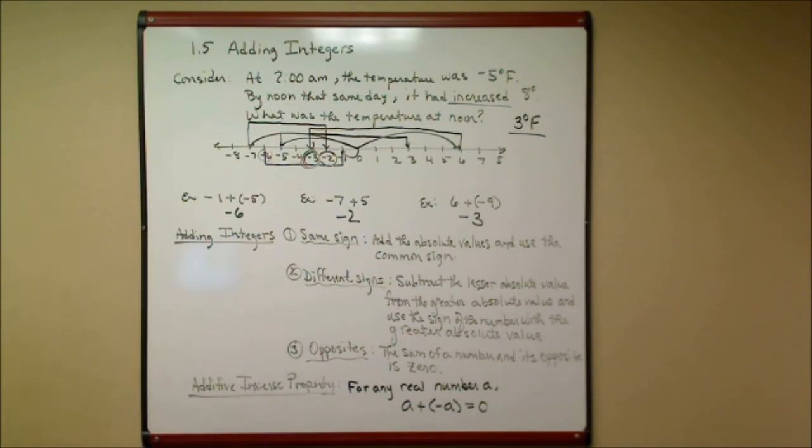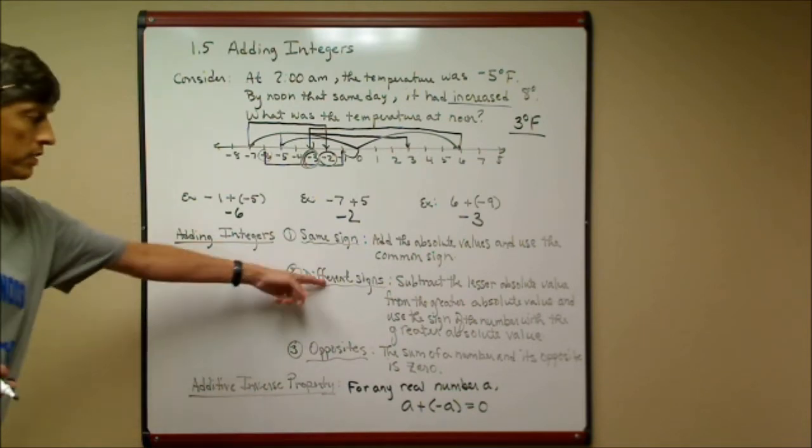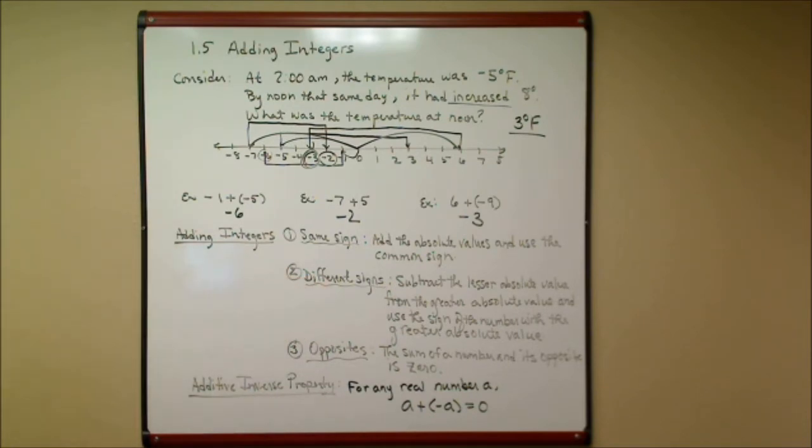I always think of it as when I'm adding one of each, I take the sign of the one that I have more of. Do I have more negative than positive? Do I have more positive than negative? And then opposites. I don't have an example written out with opposites, but the sum of a number and its opposite is 0. Because this is just a special case of different signs. If they're opposites, one's positive, one's negative. So you would subtract their absolute values, that would get you 0 right away.